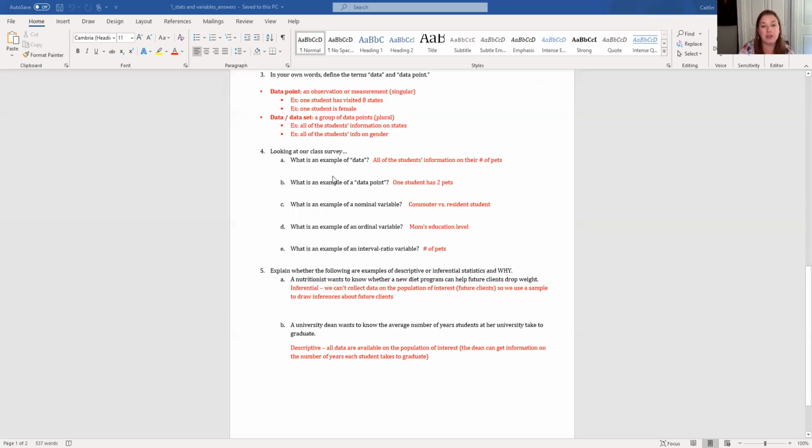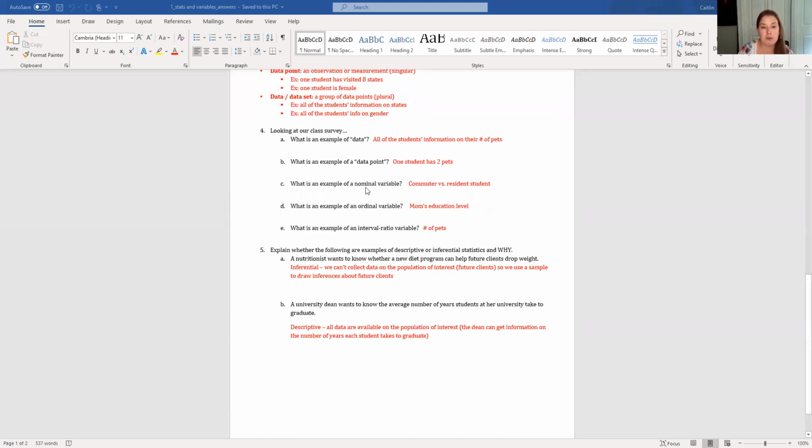A little practice here now, thinking about some of this terminology. What's an example of data? So for example, if you said all of the students' information on any of the variables, that would be data. What's an example of a data point? Just one student's information on one of the variables would be a data point. And then, lots of different examples you could have picked.